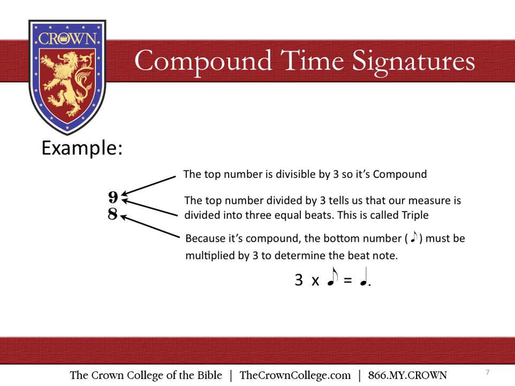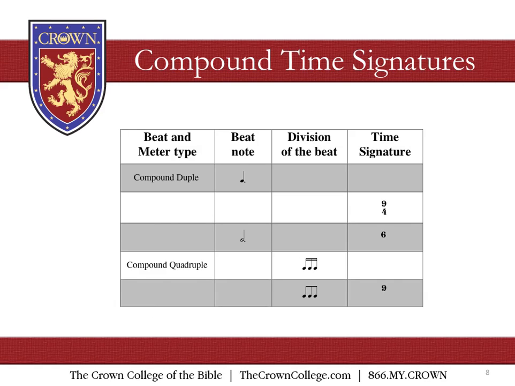Because our time signature is compound, the bottom number, which represents an eighth note, must be multiplied by 3 to determine the beat note. 3 times an eighth note equals a dotted quarter note. Our beat note in 9/8 is the dotted quarter note. Our division of the beat is 3 eighth notes. In compound time signatures, the bottom number represents the division of the beat. We can see that this is a compound triple time signature. Let's complete this chart to help you further understand.